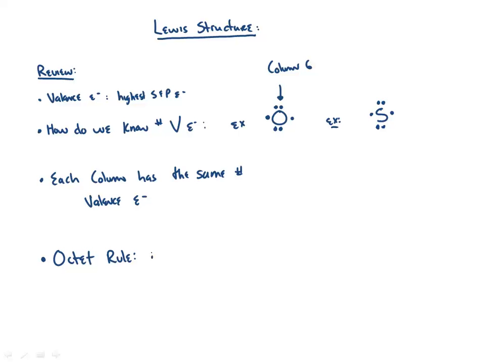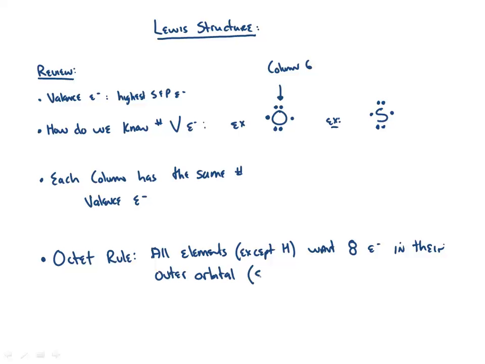Yeah, all elements, except hydrogen, want 8 electrons in their outer orbital. That is very stable. And of course, hydrogen is the exception to the rule because hydrogen just has a 1s2, meaning it's happy with just 2.